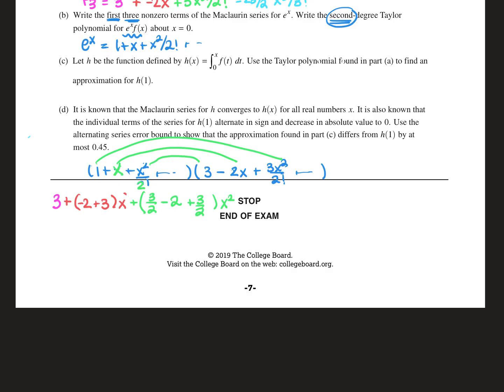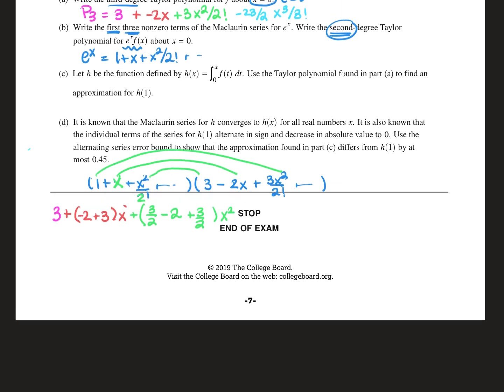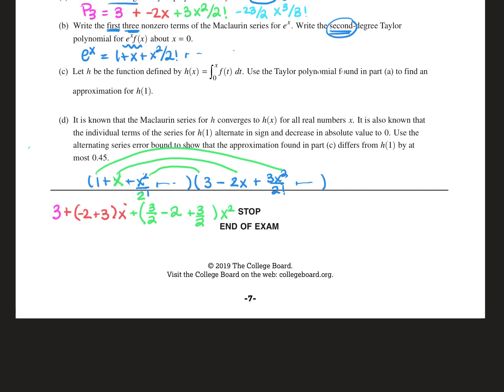This is our value for e to the x times f of x. So this right here would be the polynomial they want. So 3 plus x plus 9/2 minus 2x squared. So that is our polynomial for e to the x times f of x.